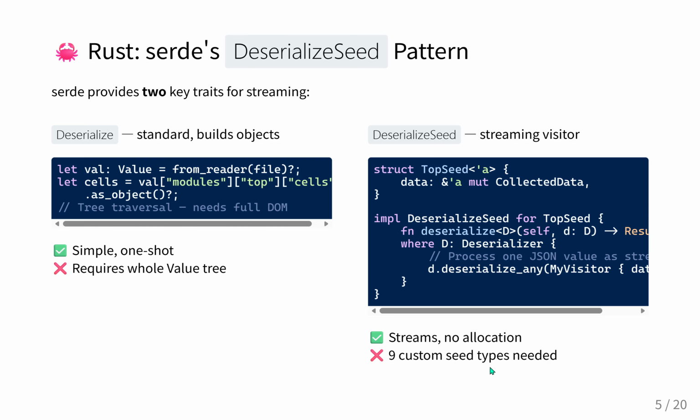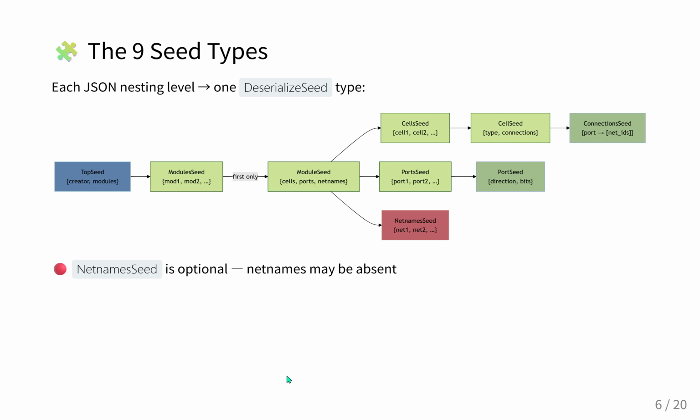They had to create 9 custom seed types. 9? Yeah, 9. Each level of nesting in the hypergraph requires its own dedicated seed to tell the parser how to handle that specific layer. So you start with a top seed for the very outer layer of the file. Right. And when the top seed sees the word cells roll down the conveyor belt, it physically passes control to a cells seed. And then when the cells seed finds a specific cell, it passes control to a cell seed, and so on, all the way down to the individual wires. It's turtles all the way down.